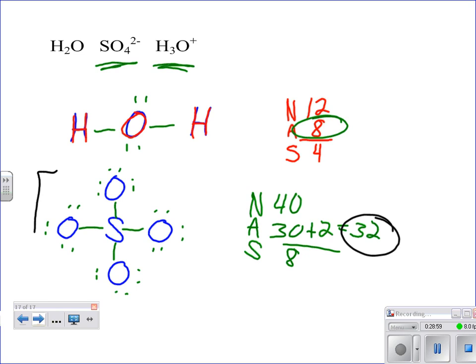And the last little step that we want to do for polyatomic ions, it's most correct, and I will count off if you don't do this, it's most correct if you put it in brackets and then put the charge in the upper right-hand corner. So that's how you would write that, SO4 with a -2 charge. Okay, we have one more, and then we're done.